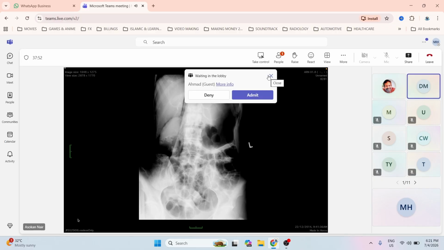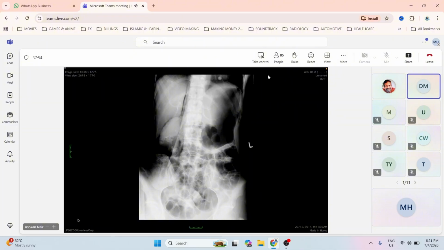So this is a frontal abdominal radiograph of an adult patient.